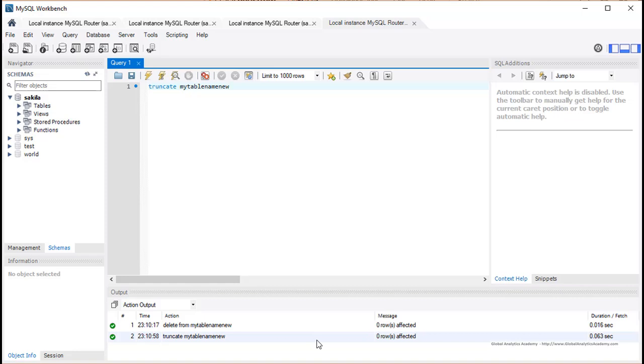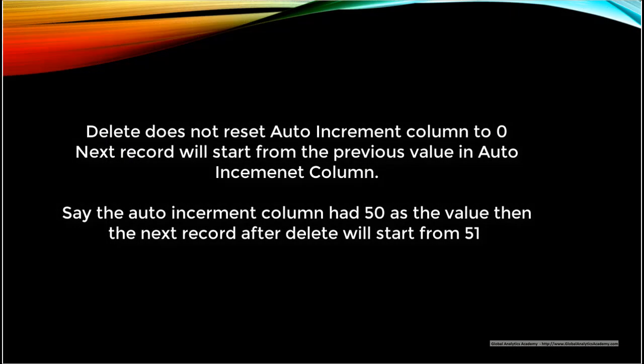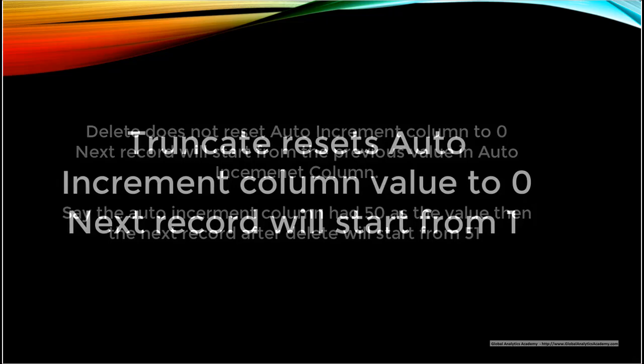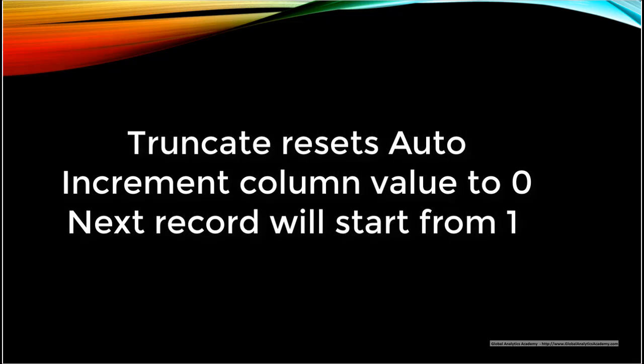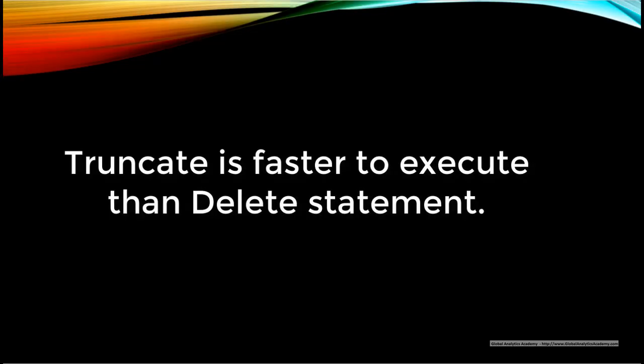The difference in these two statements is when you use a delete command and your table has an auto increment column, then the auto increment column does not reset back to 0. After your delete statement, if you add a new record, the value in the auto increment column will be 1 plus the previous value it had. When you use a truncate, it resets the auto increment back to 0. So the new row will have auto increment value starting from 1. Another difference between delete and truncate is that truncate is faster to execute. If you have lots of rows, then you might want to use truncate as it will work faster than the delete statement.